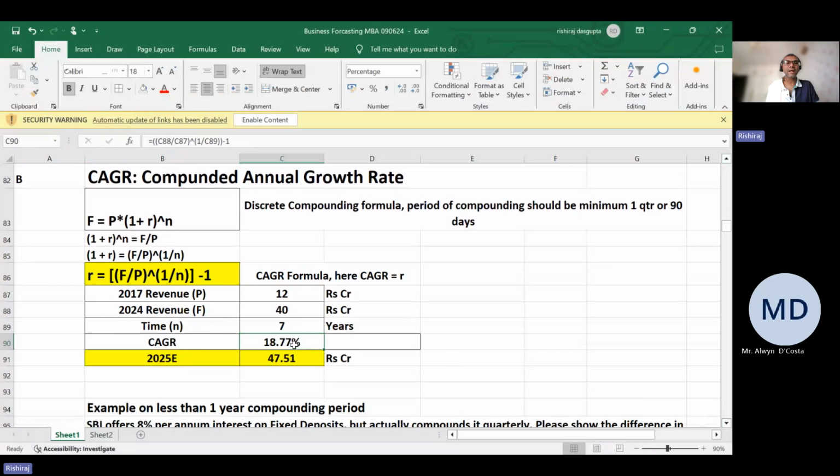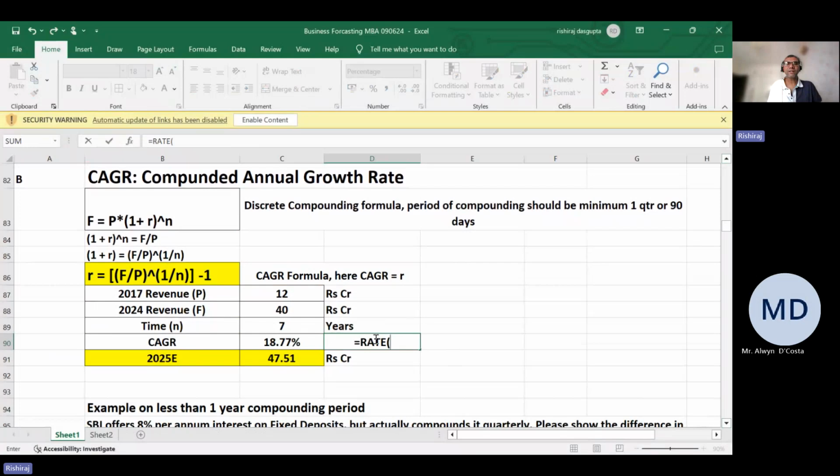We applied that formula and got 18.77%, and applied the 18.77% growth on the last recorded revenue of 40 crore and got the forecasted value as 47.51. Now to calculate CAGR, Excel offers a direct shortcut. I'll use this shortcut now. It's called the RATE function. It allows us to calculate CAGR directly.